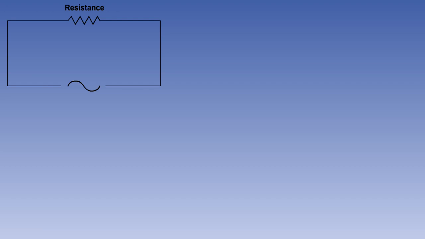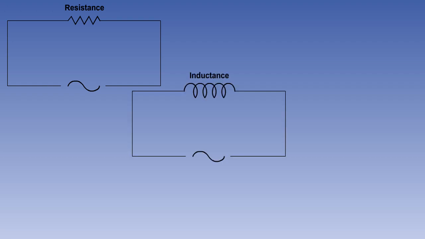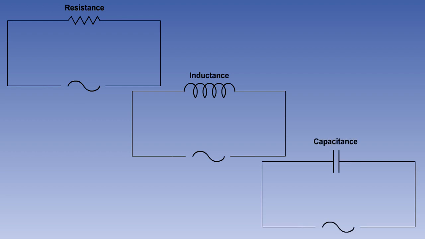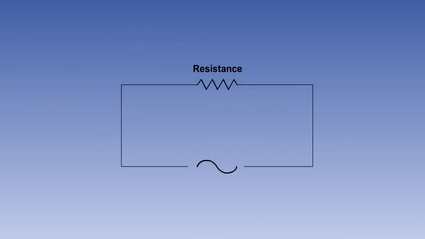However, for the purpose of studying AC theory, we will assume that we can build separate circuits having only resistance, inductance, or capacitance. We will look at the effects that each of these three properties individually has on the voltage and current in an AC circuit. Beginning with resistance.